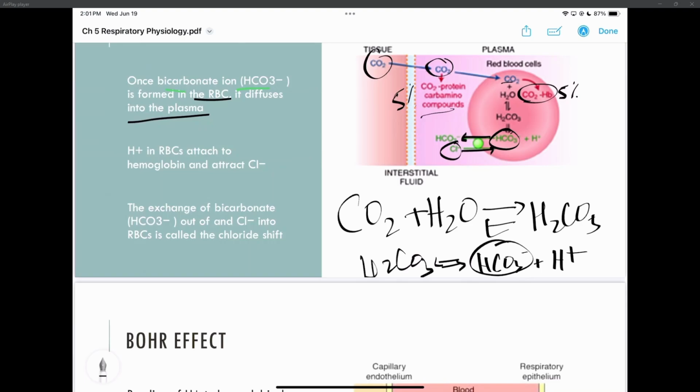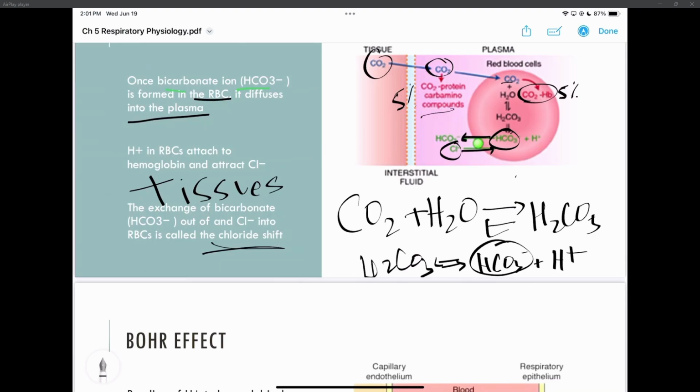So where is this happening? In the tissue or in the lungs? This is happening in the tissue. So the chloride shift occurs at the tissues. When we get to the lungs, the opposite happens, and it's called the reverse chloride shift to get it back to CO2 so you can exhale it. We'll talk about that in a second.